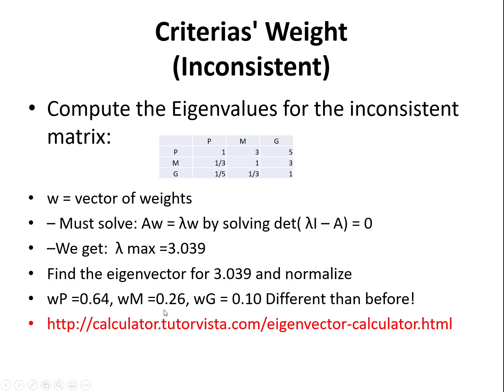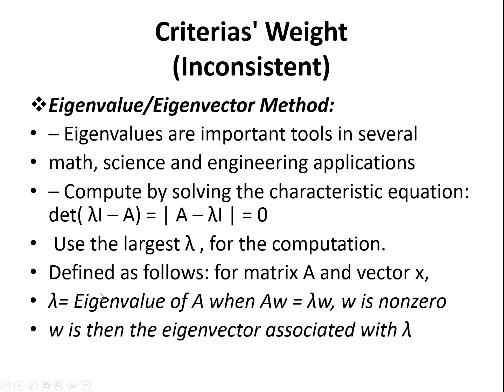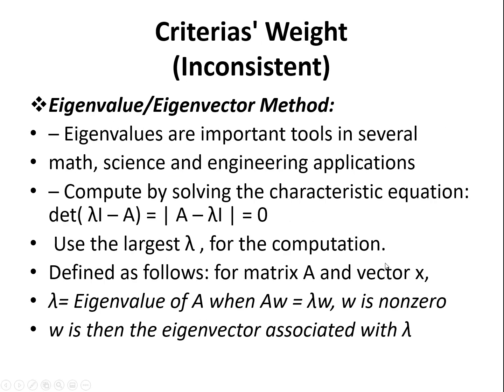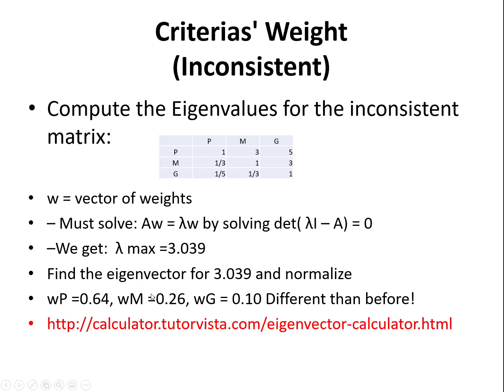Then you will use these values as the priority vector, just like we did with the geometric mean. In the geometric mean method we used the renormalized values; in the eigenvalue eigenvector method, you need to use these values. Then you do the rest of the process: calculate lambda and calculate the consistency ratio, and it will make the matrix consistent. I hope you will understand this, and if you have any difficulty, you can contact me. Thank you.